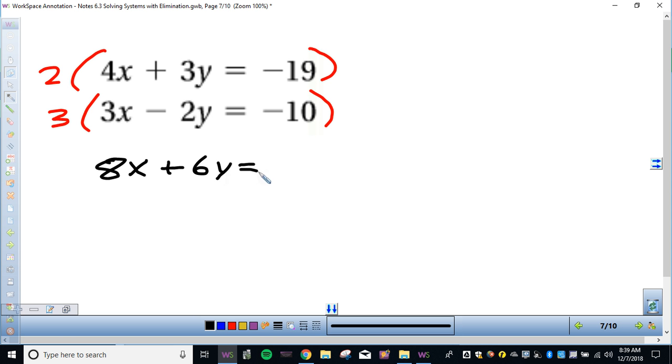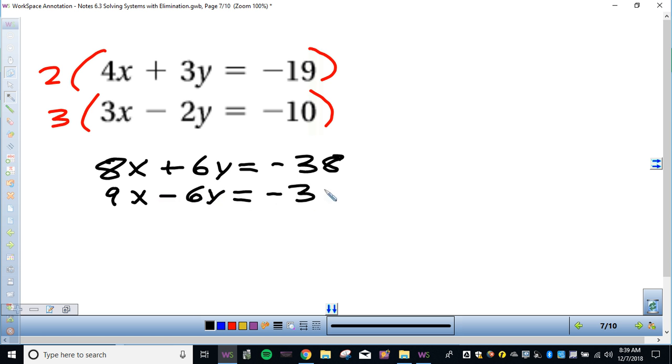You got that. 10 times 2 is... 9 times 2 is 20, and 18 is 38. Good. So negative 38. What do I get for the bottom one, Owen? 3 times 9x is 27x. Minus 6y. Good. Negative 30.